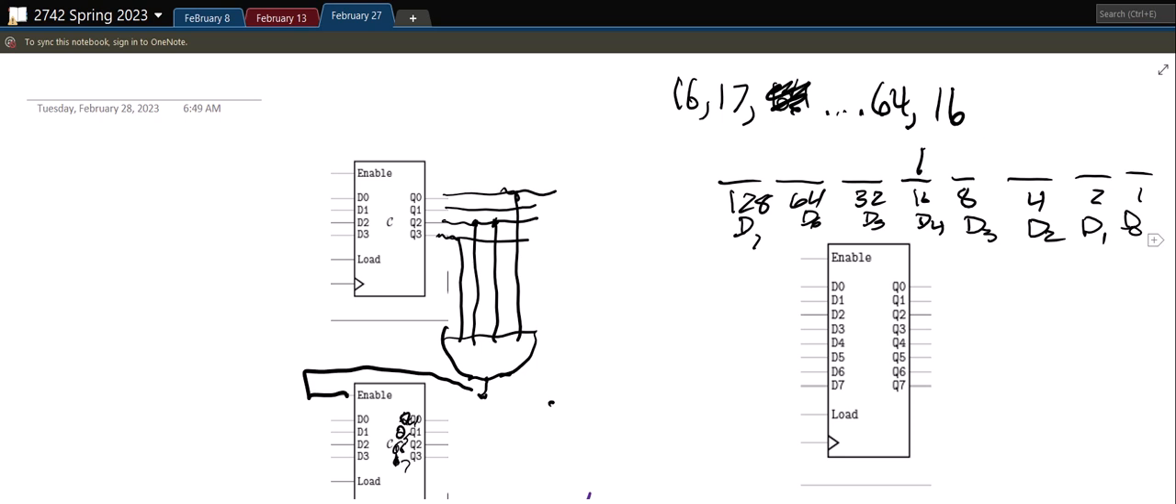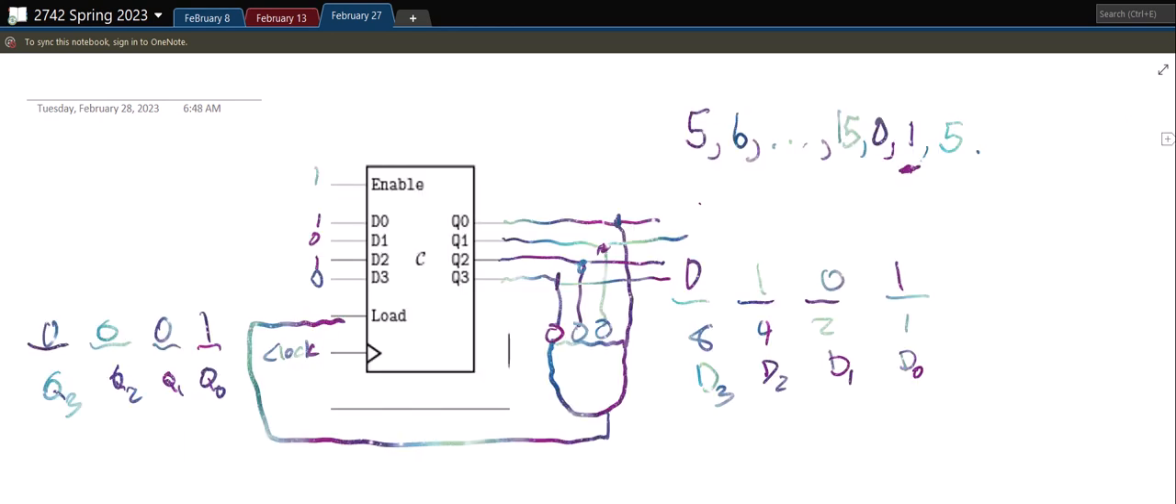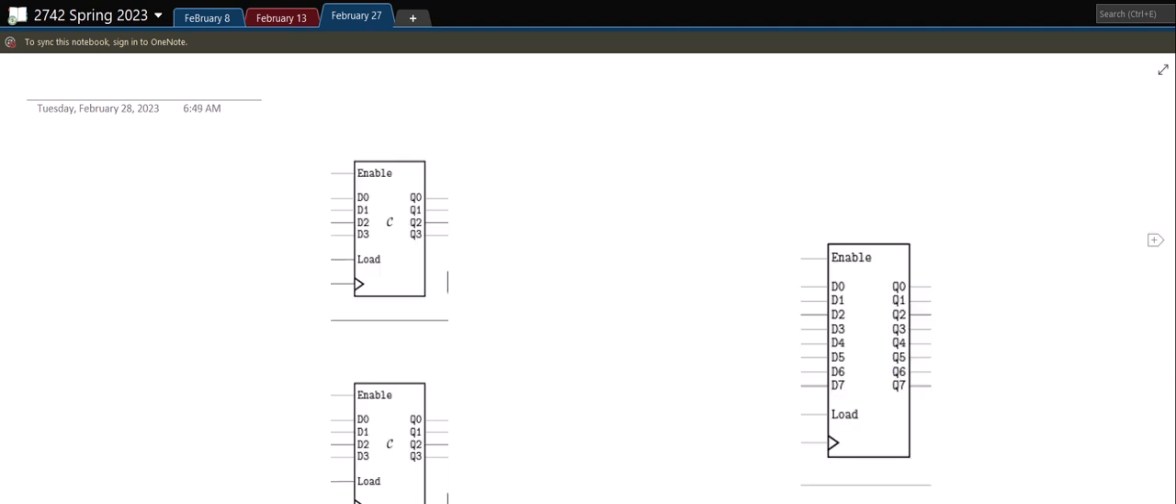So 16 has a 1 for D4, and 64, which is the one we're looking for, will have a 1 at D6. Now, so we're detecting that 1, we're detecting the 64. Now, also notice that the one where we were looking for the 1, we had to be careful because we didn't have Q0 equaling 1 the first time when we got to 1. So you always have to be paying attention to that.